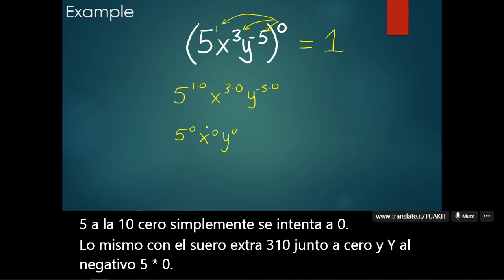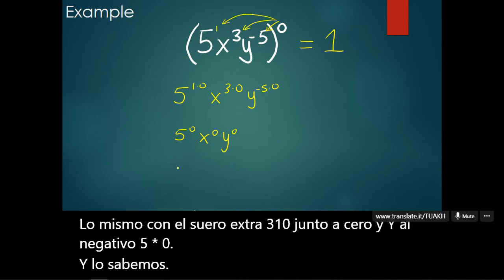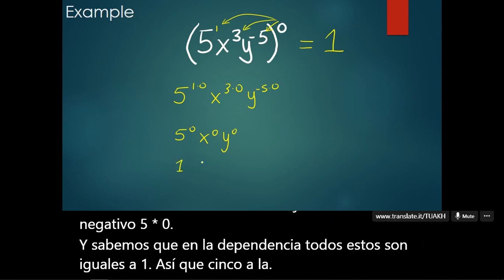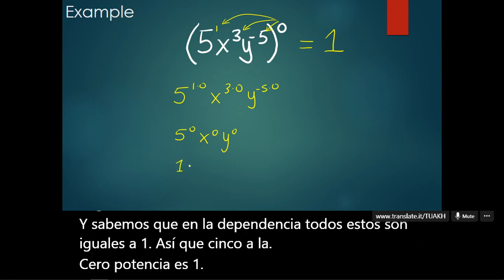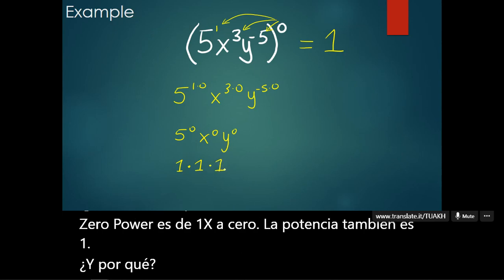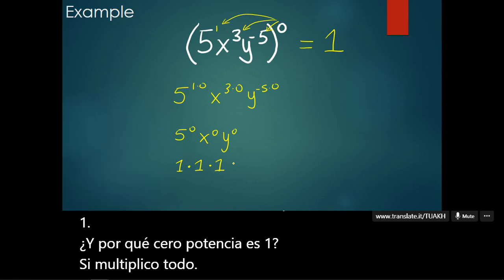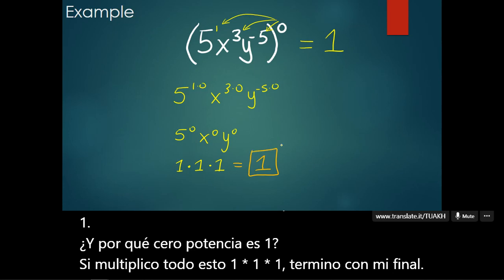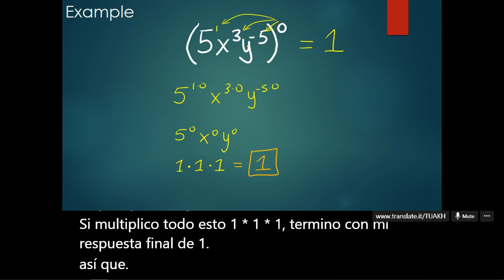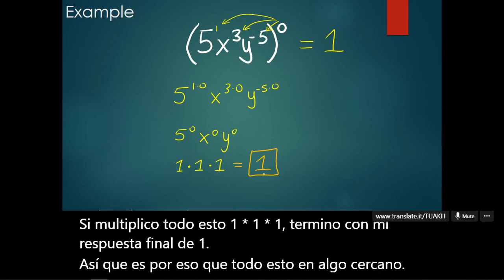And we know that independently, all of these are equal to 1. So 5 to the 0 power is 1, x to the 0 power is 1 as well, and y to the 0 power is 1. If I multiply all of these out, 1 times 1 times 1, I end up with my final answer of 1. So that's why anything raised to the 0 power is going to end up being 1.